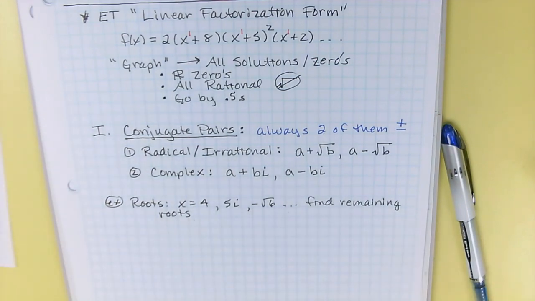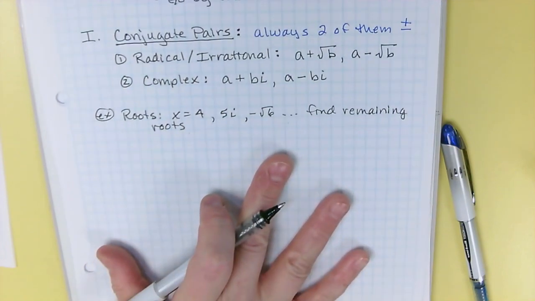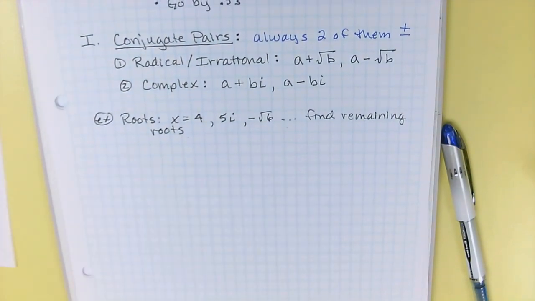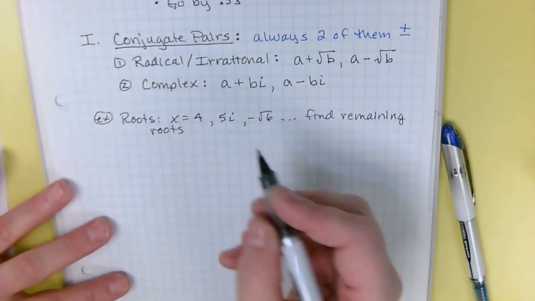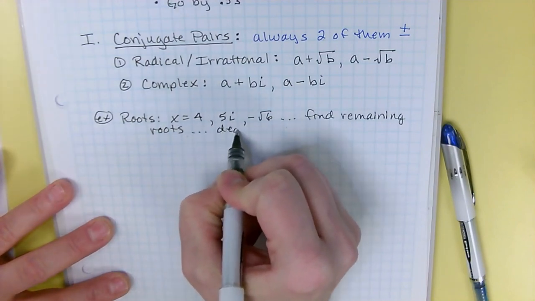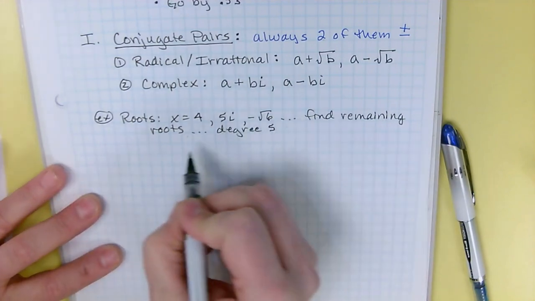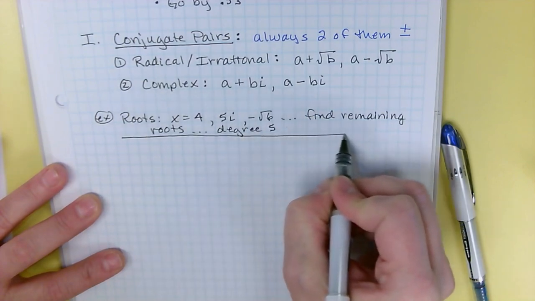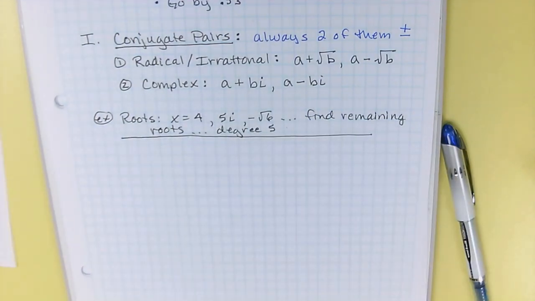And sometimes they'll tell you the degree, but honestly, it doesn't matter if they tell you or not, because there's only one degree possible. So they might say it's a degree 5, and they might not tell you anything. They might just say, find the remaining roots. Okay, so x equals 4 is a whole number. That's it. Those come singly.